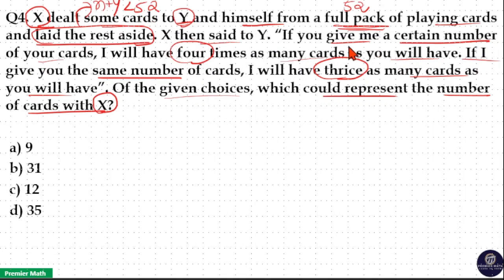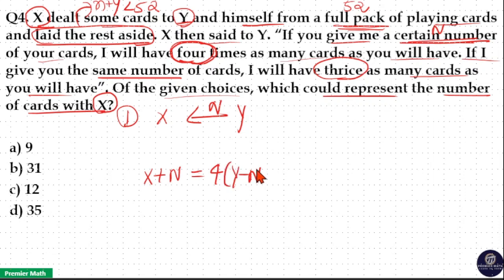Now, X says to Y, if Y gives him a certain number of cards, I will take it as n number of cards. If Y gives X n cards, then the number of cards left with Y will be y minus n, because Y is giving n cards to X, and X is getting these n cards, which means X will have x plus n cards. Now X says if this process happens, he will have 4 times the cards left with Y. That is, the number of cards left with X will be 4 times the number of cards left with Y if this process happens.